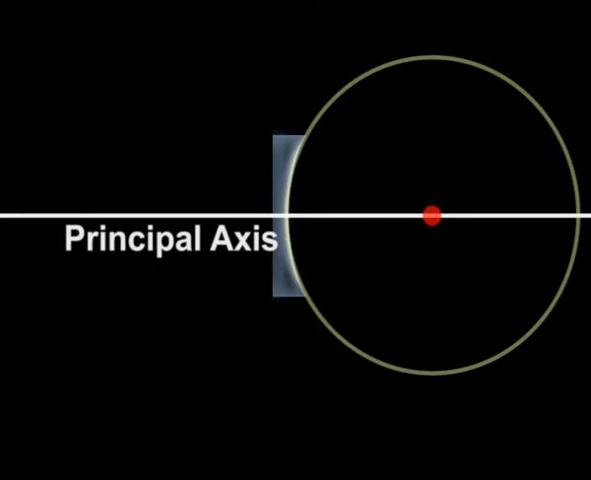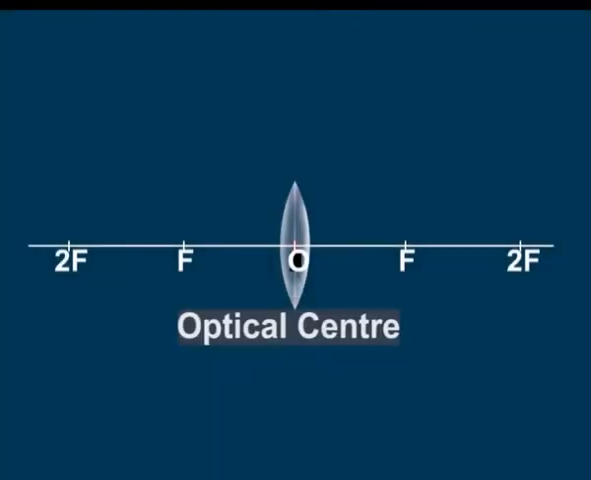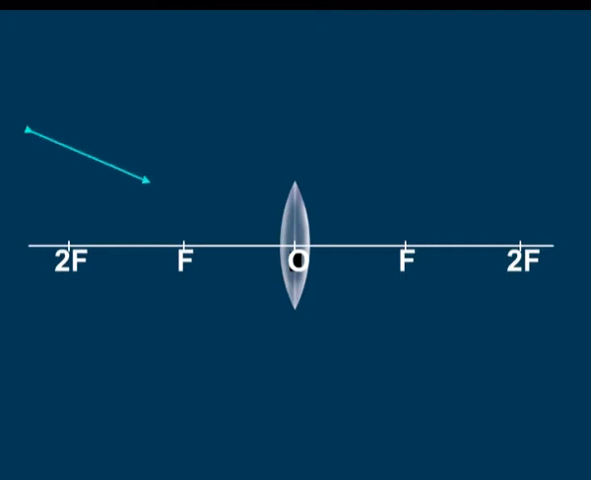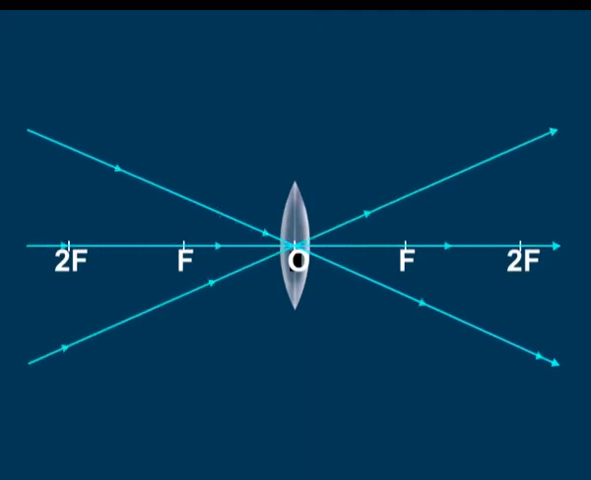We know that in mirror we have a pole, but in case of lens we have optical center. It is a fixed point inside the lens but on its principal axis. Do you know that optical center has a special property that a ray of light incident through the optical center emerges out of the lens undeviated?